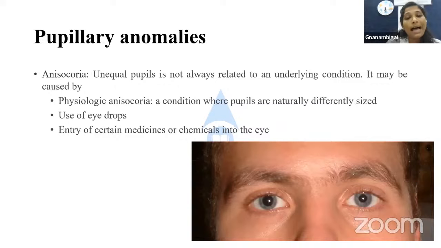Pupillary anomalies: anisocoria, which means unequal pupils, is not always related to an underlying condition. It may be caused by physiologic anisocoria, a condition where the pupils are naturally different in size, or by the use of eye drops or entry of certain medicines or chemicals into the eye.